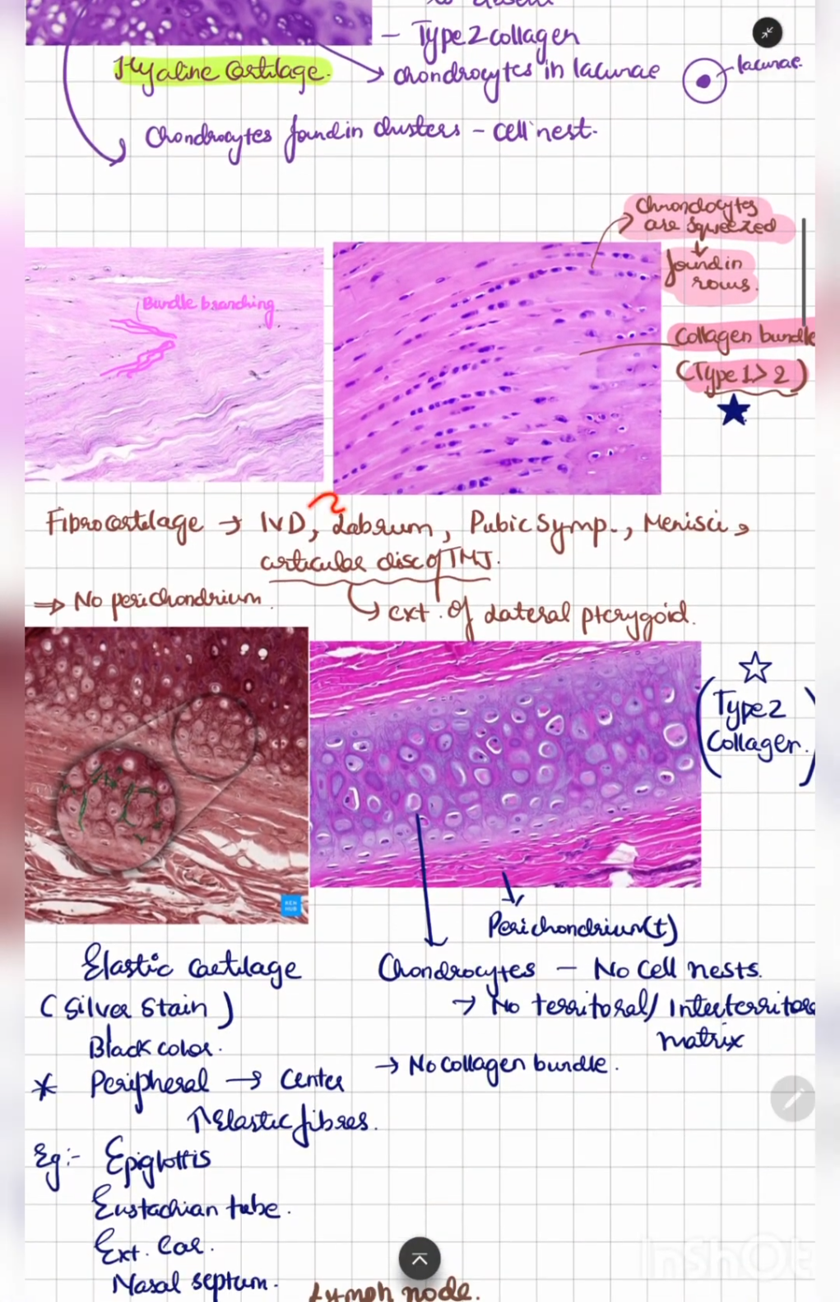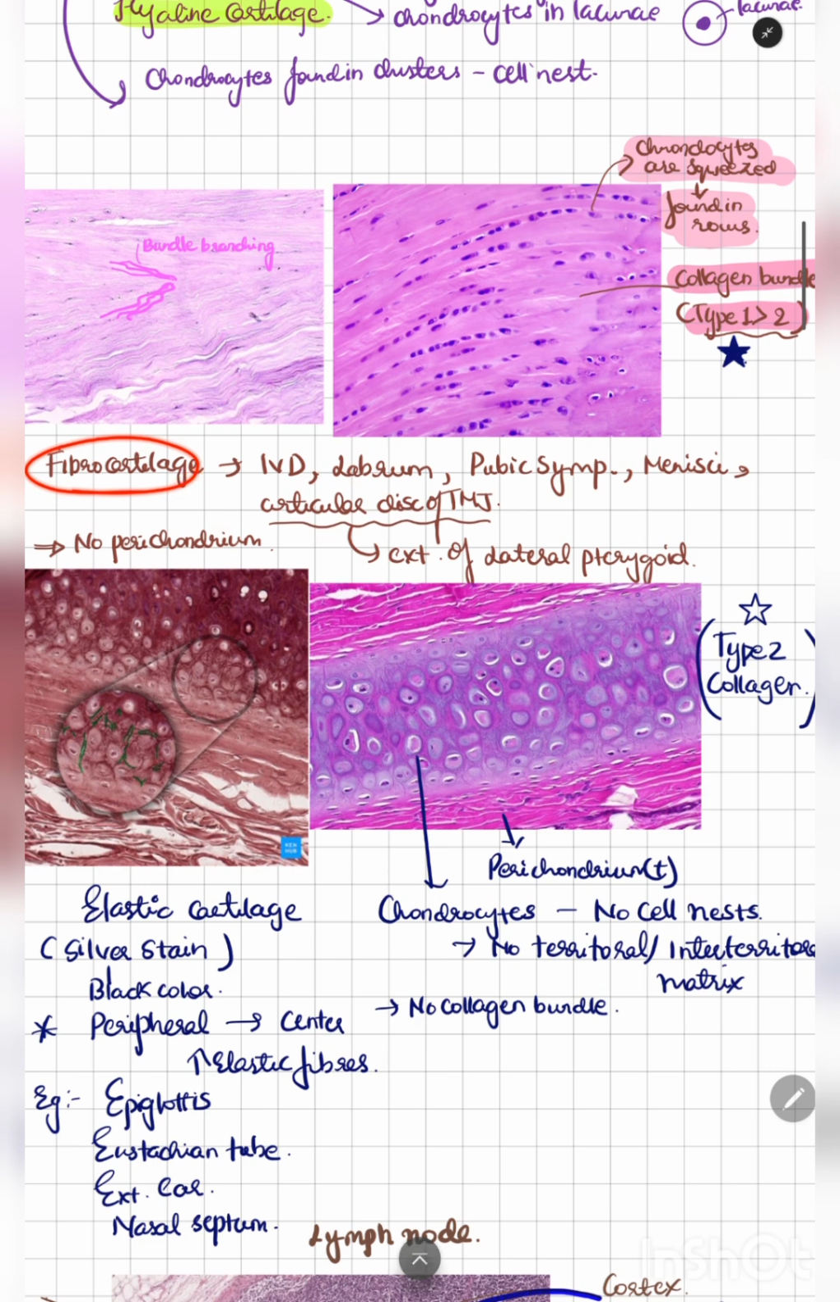The second one is fibrocartilage. It is very easy to identify because here the chondrocytes are squeezed in between the fibers. So the chondrocytes are found in rows, right? They are found in rows. And one more thing, a distinct point about fibrocartilage is that it has type 1 collagen more than type 2. So F for fibrocartilage and F for first. So fibrocartilage has type 1 collagen more than type 2.